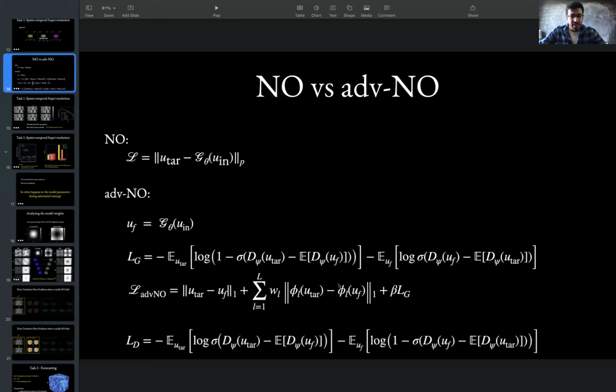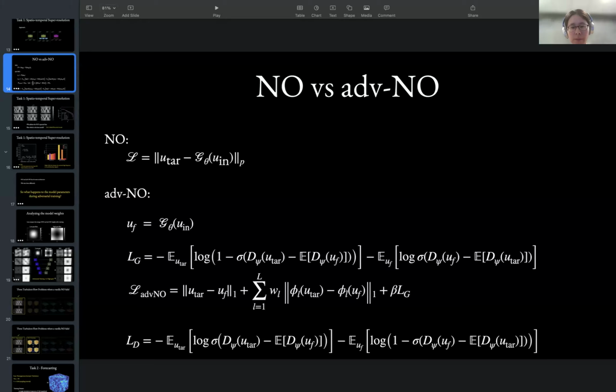So this corresponds to phi_L of U_target. You give the U_target, or the true solution, as the input to the VGG net, extract the state at the intermediate levels, and you have phi_L of U_target, the U_target at the Lth level. And you do the same thing with the neural operator's prediction.